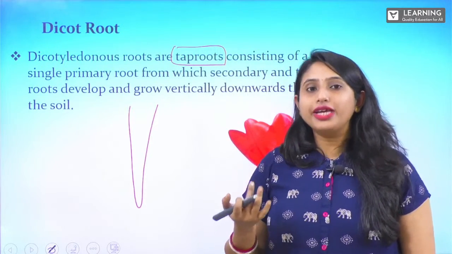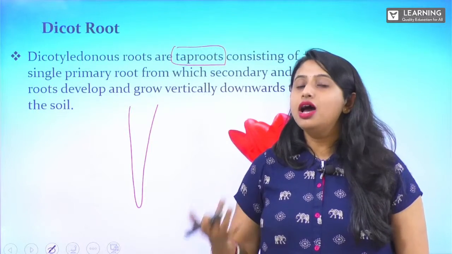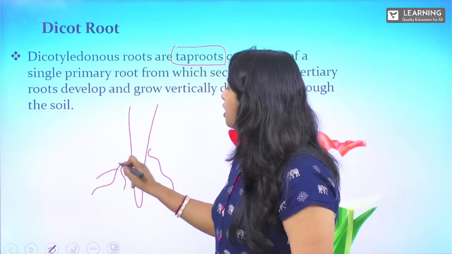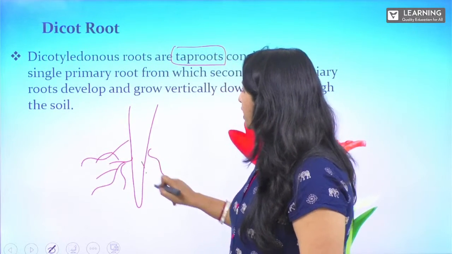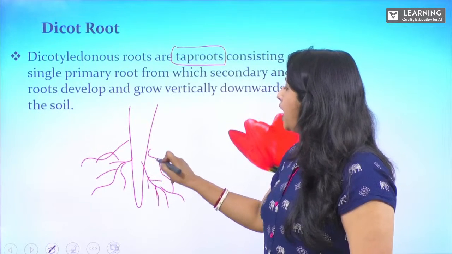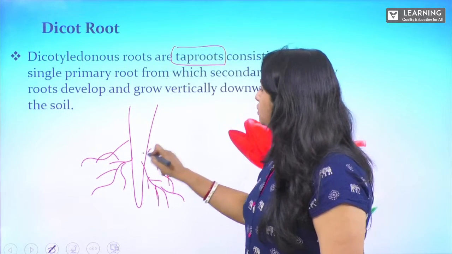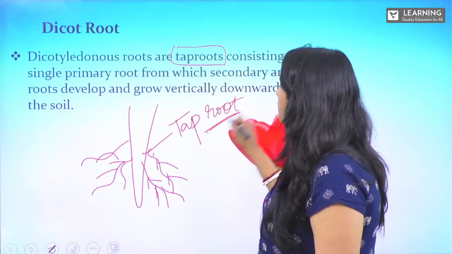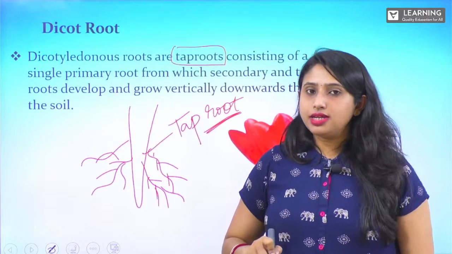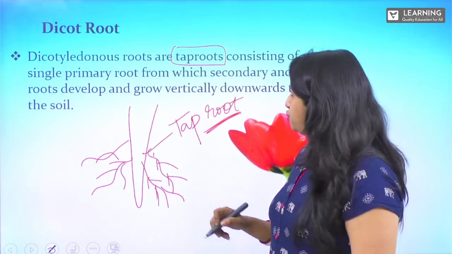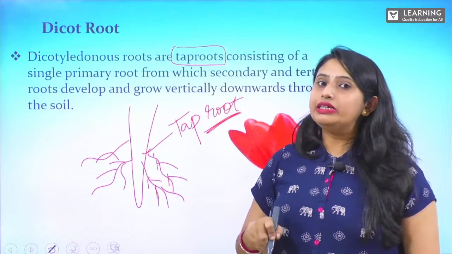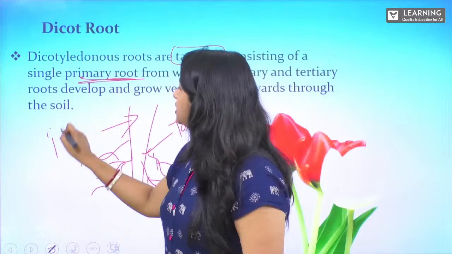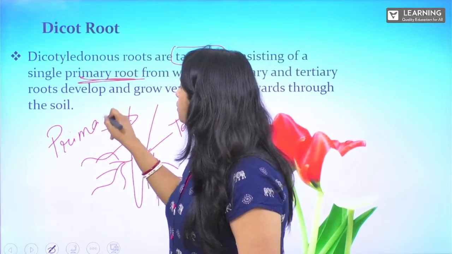In case of your carrot and radish, we will see the dicot roots. So here it is formed itself from the primary root, not from the secondary root, and the secondary roots arise from here, isn't it? So this is present in case of your tap roots. In case of tap roots, we will mainly see the dicot roots, right? And it consists of a single primary root.